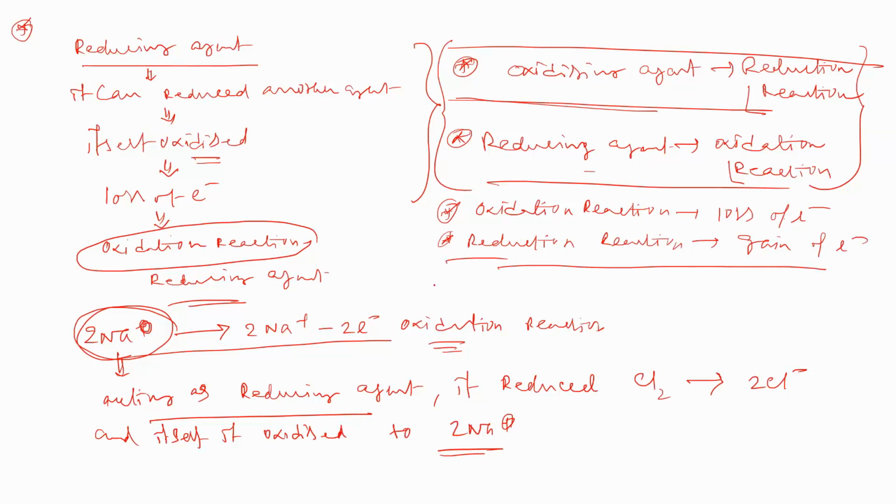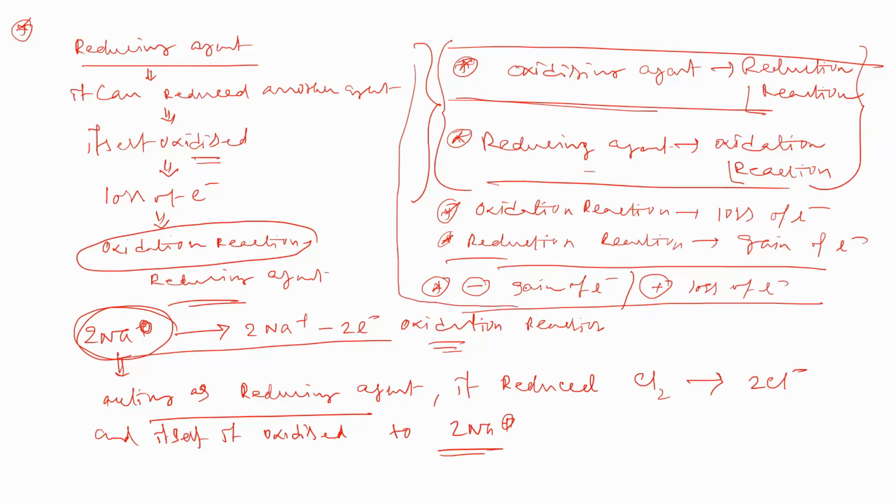Okay, that point. And another point is when we see a negative charge, that means gain of electron, and when we see a positive charge, that means loss of electron. So these are some points we can easily remember for the redox reaction, to know which is the oxidizing agent, which is the reducing agent, what is the oxidation reaction, and what is the reduction reaction.